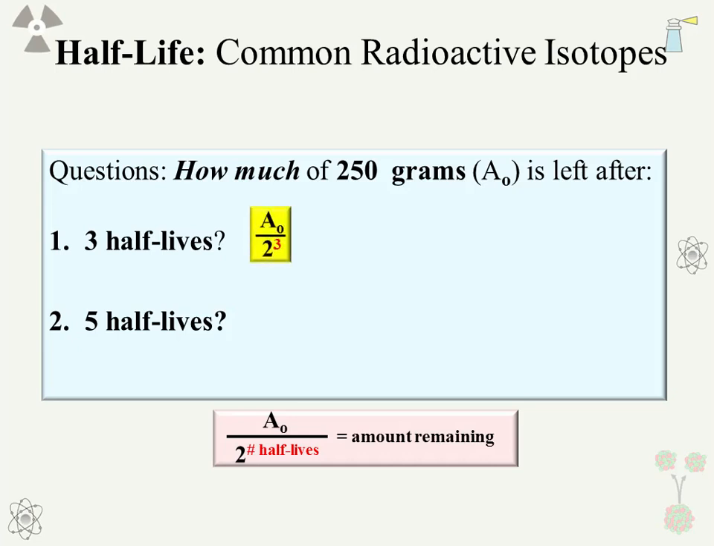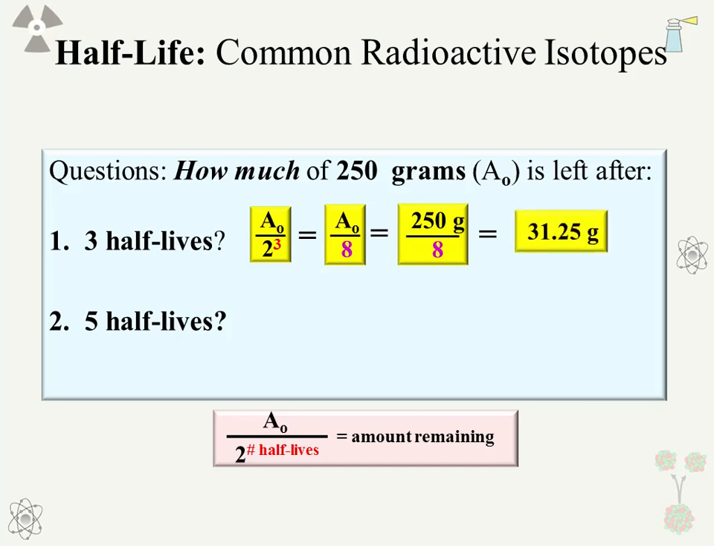In the first part of the question, it asks about 3 half-lives. 2 raised to the power of 3 is 8. Take the starting amount and divide by 8. Take 250 grams and divide by 8. That gives 31.25 grams. An eighth remains.